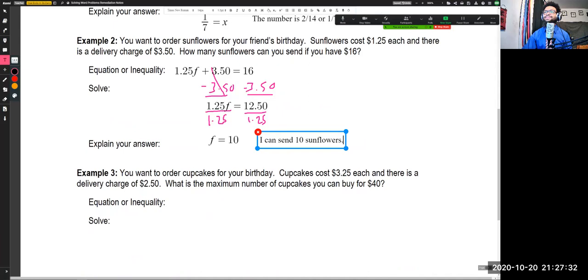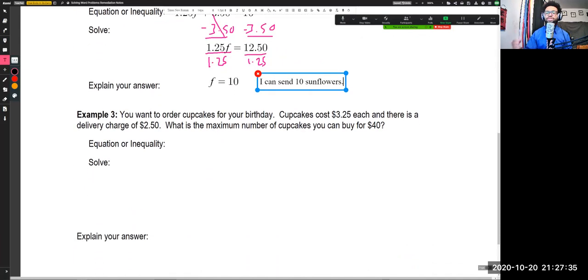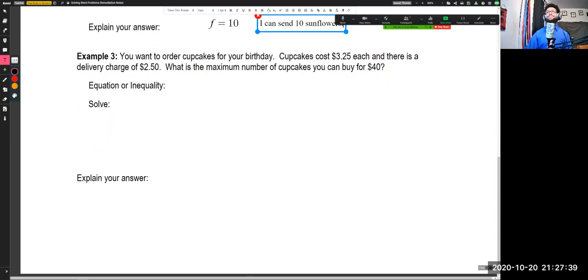Now let's look at this last example, and then you're going to move on to your classwork, all right? Number 3 says, you want to order cupcakes for your birthday. Cupcakes cost $3.25 each, and there is a delivery charge of $2.50. What is the maximum number of cupcakes you can buy for $40? All right, so I've just read my problem. That's my step 1. There was nothing I didn't understand in here. If there's something that you don't understand and you're not quite sure how to figure it out, go ahead and ask one of us.